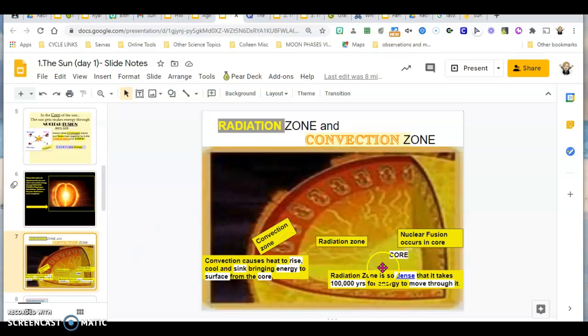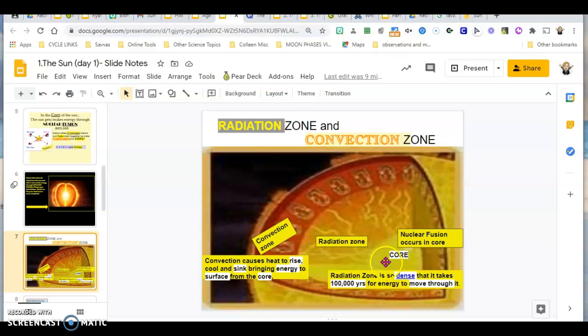So far we've talked about the three interior layers of the sun. We have the core, the very center, where nuclear fusion creates energy by taking two hydrogen atoms, joining them or fusing them to create helium plus energy. That energy moves through this very dense layer called the radiation zone. It's so dense that it takes 100,000 years for energy to move through it.